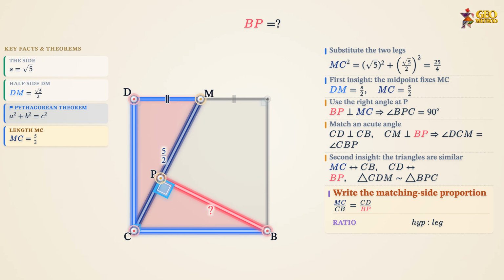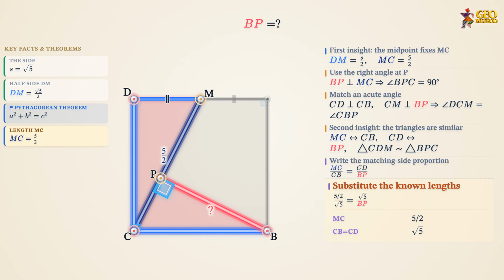Write the proportion using corresponding sides. Segment MC over segment CB equals segment CD over segment BP. Substitute segment MC equal to 5 over 2, and both square sides, segment CB and segment CD, equal to root 5.